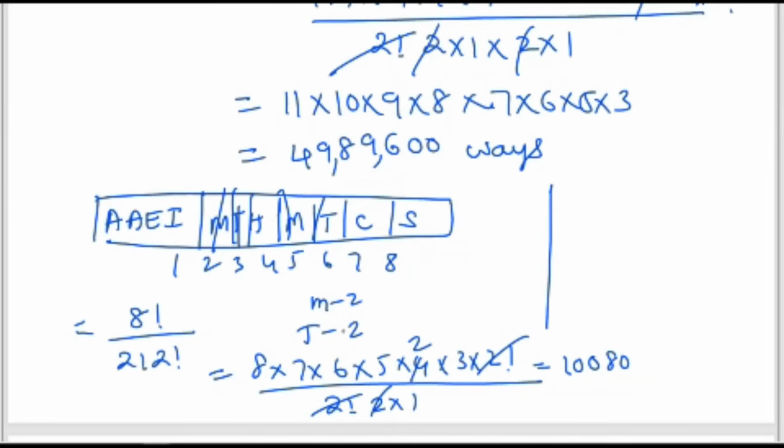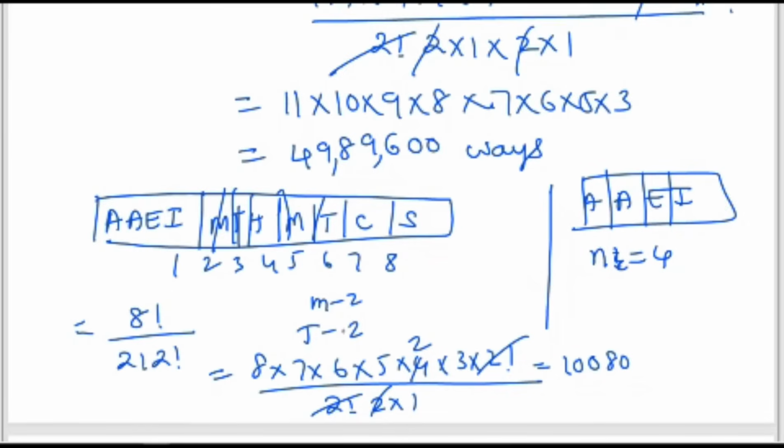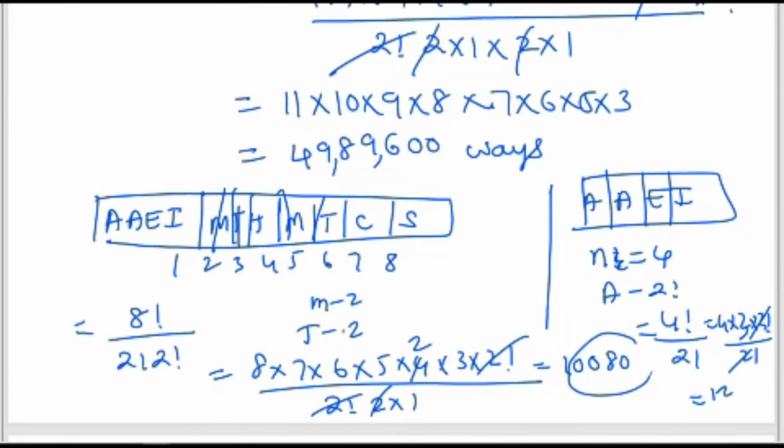Now we need to take the vowels separately. That will be A, we'll take separately and find for this. So we have 4 terms. N will be 4. And we have A repeated, so A is repeated 2 times. So we'll write this as 4 factorial divided by 2 factorial. That will be 4 into 3 into 2 factorial divided by 2 factorial. 2 and 2 get cancelled. 4 threes are 12.